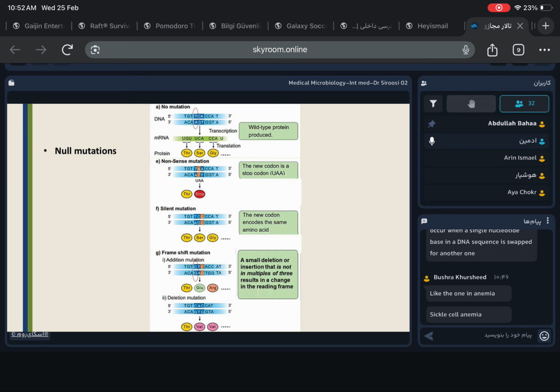And we have null mutations. They are very dangerous for the cell. And these types of mutations completely abolish the gene function. Null mutations happen when there is this extensive insertion, deletion, or large-scale chromosomal rearrangement. So that's why I told you that null mutations are very dangerous mutations because they abolish the gene function.